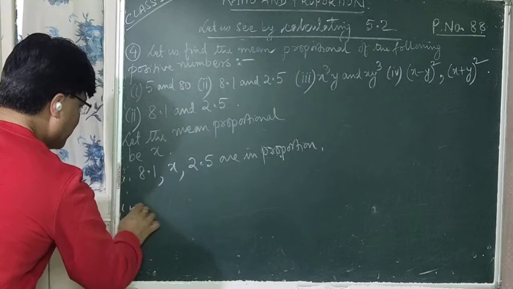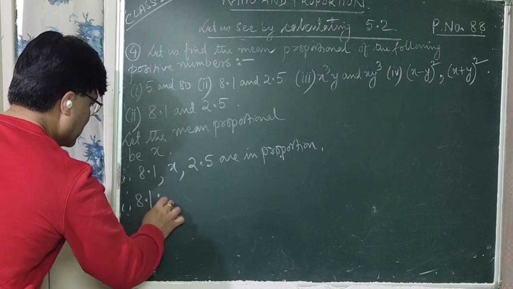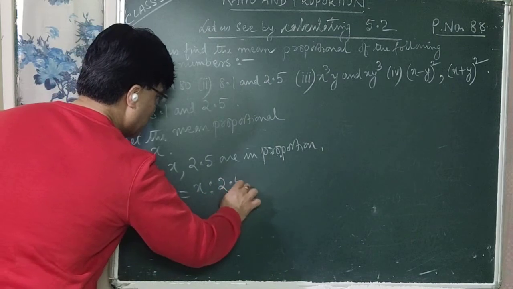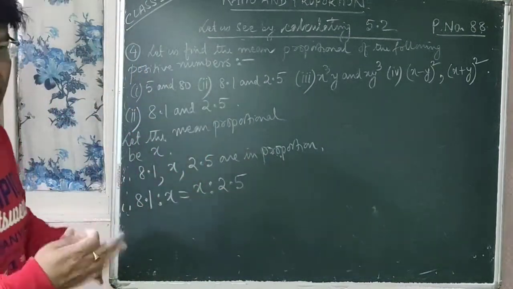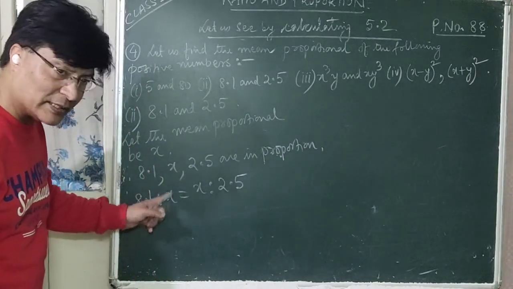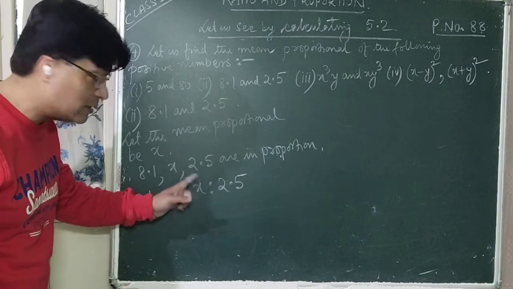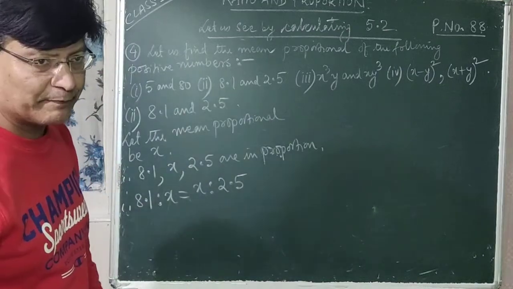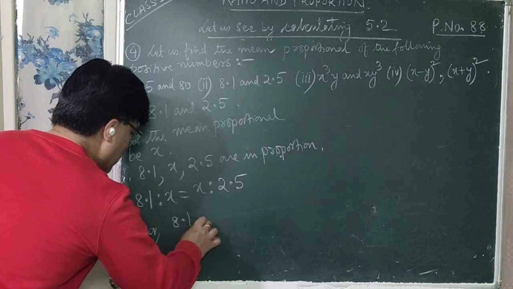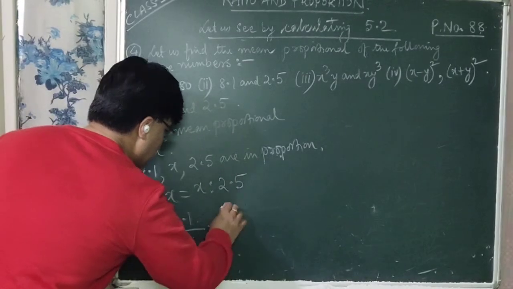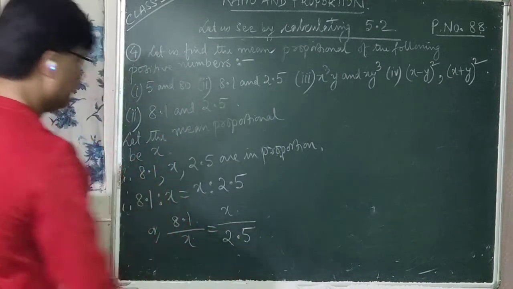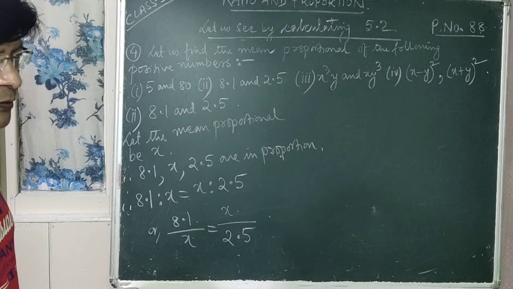So what can I write? Therefore 8.1 is to x is equal to x is to 2.5. That is, you should repeat the second term for both the ratios. That is 8.1 is to x is equal to x is to 2.5, right? So let us write it in terms of fraction. 8.1 divided by x is equal to x divided by 2.5. Is it clear to all of you?